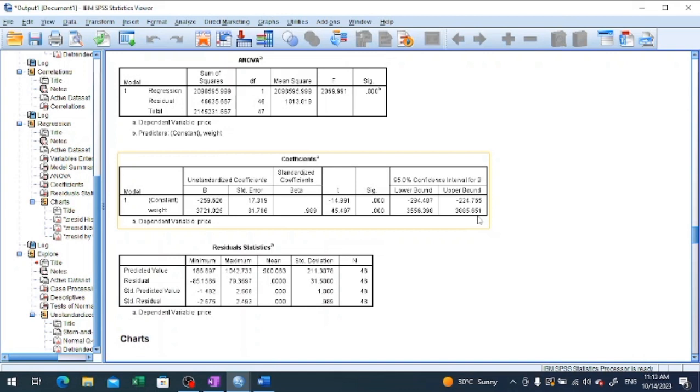The 95% CI focuses on the minimum increase and the maximum possible increase in the price of a diamond due to a 1 carat increase in the weight of the diamond.